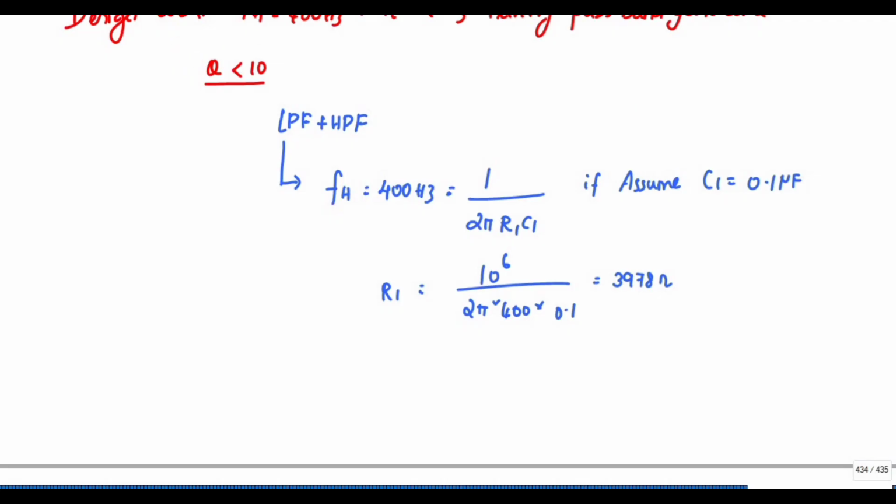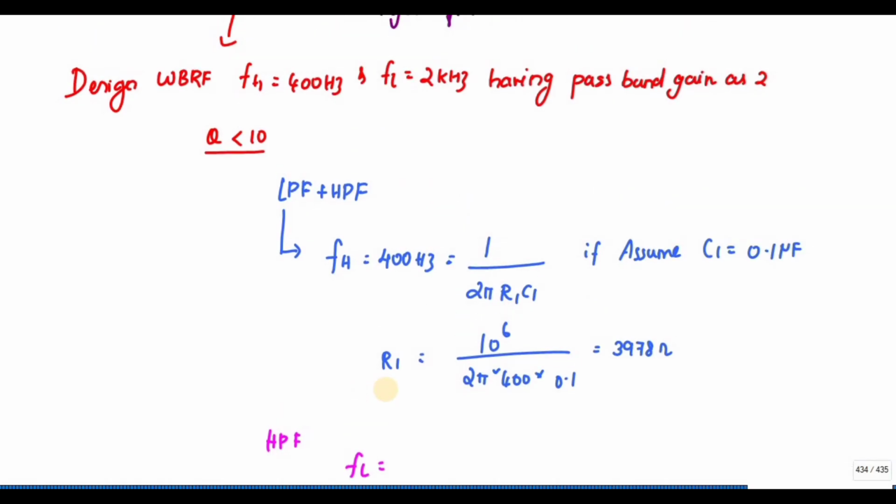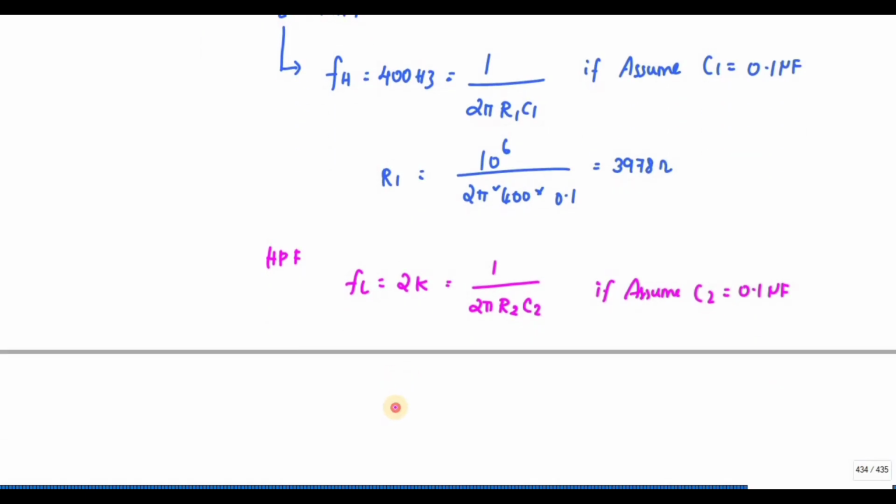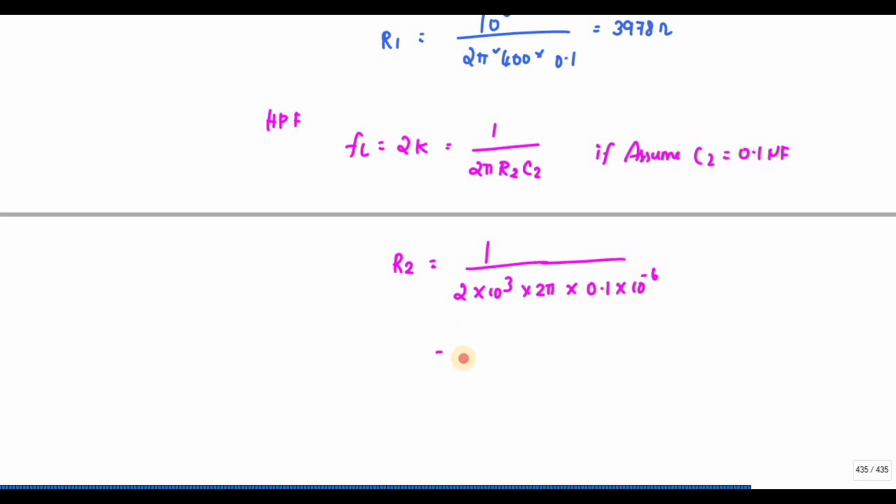Similarly, for the high pass filter, they have given the FL value as 2 kilohertz. That is equal to 1 divided by 2 pi R2 C2. If I assume the value of C2 is equal to 0.1 microfarad, you can assume whatever value you want, you'll get the value of R2. R2 is equal to 1 divided by 2 into 10 power 3 into 2 pi into 0.1 into 10 power minus 6. On solving, you get the R2 value as 795 ohm.